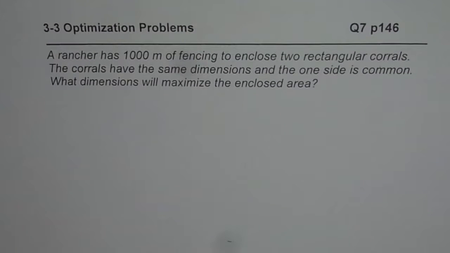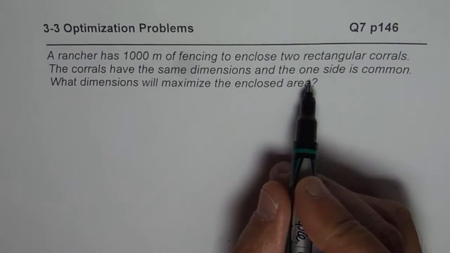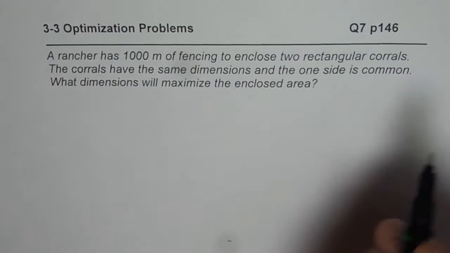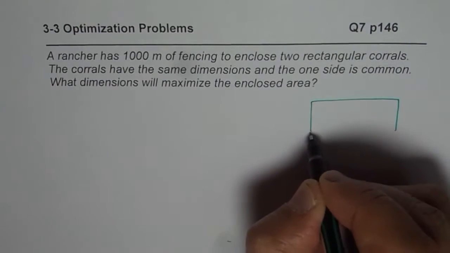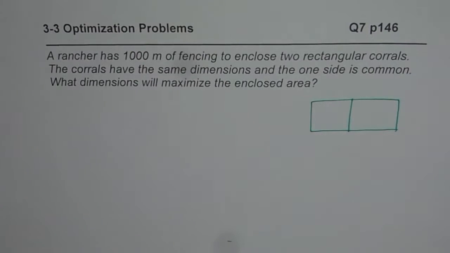Now the question here is, a rancher has 1000 meters of fencing to enclose two rectangular corrals. The corrals have the same dimensions and one side is common. What dimensions will maximize the enclosed area? The figure given to you is kind of like this, right? So that is the enclosure, and right in the center we have a partition. Imagine this is right at the center, right?